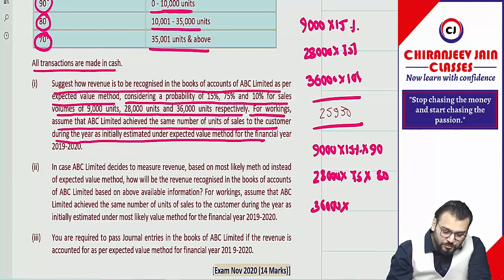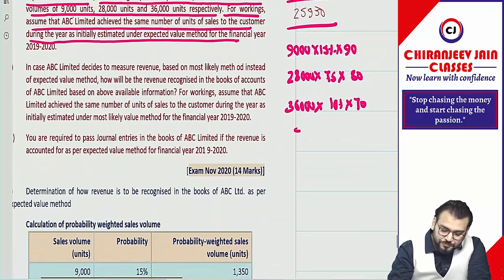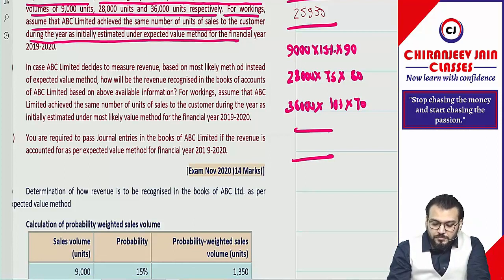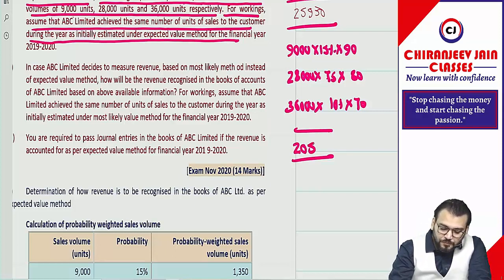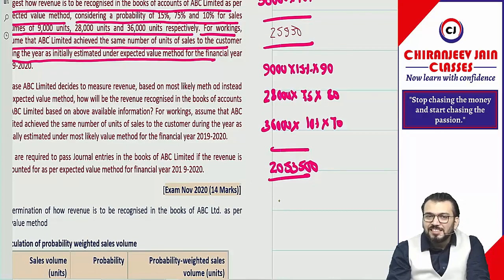Then 36,000 into 10% into 70. How much is it coming? 20 lakh 53,500. This becomes the total sales revenue. Correct.